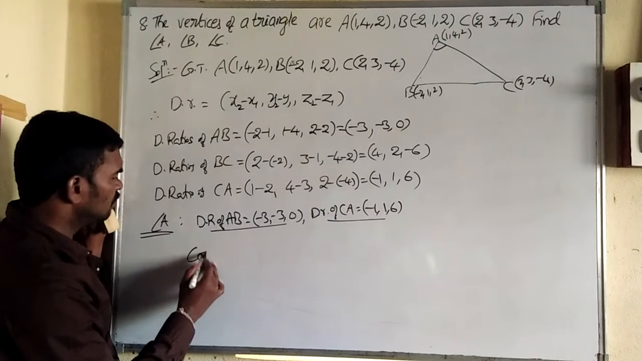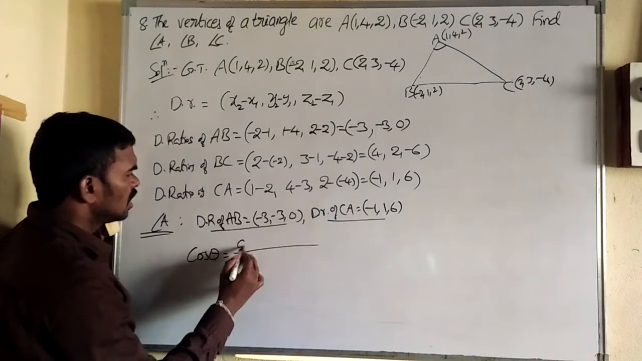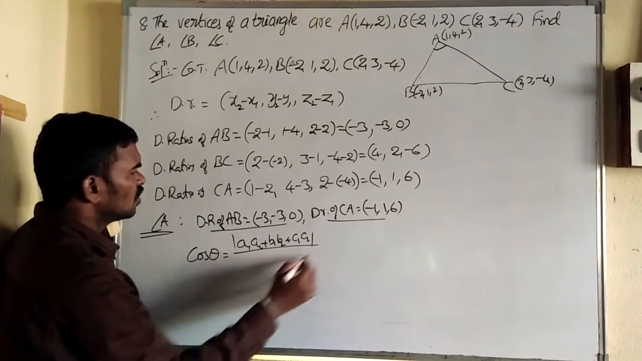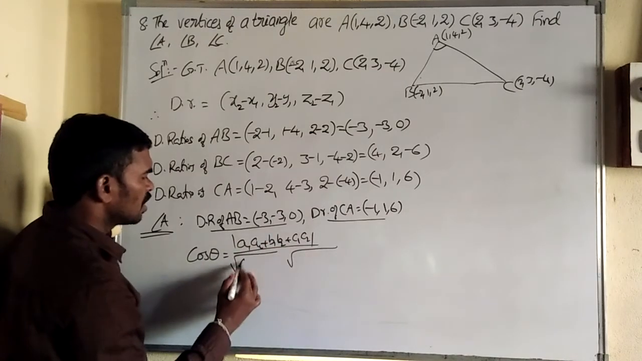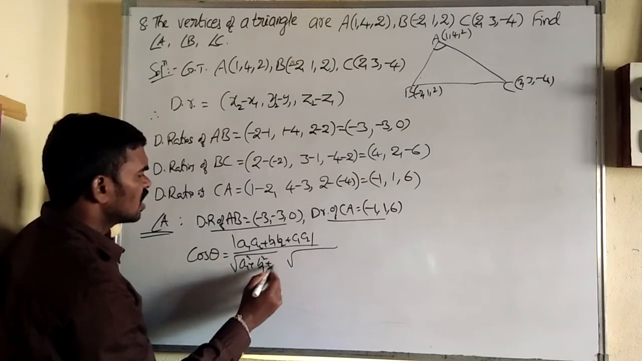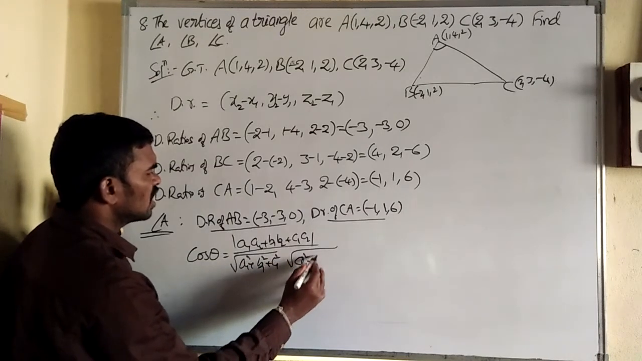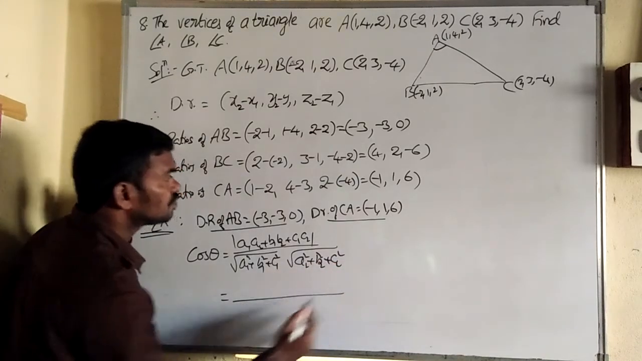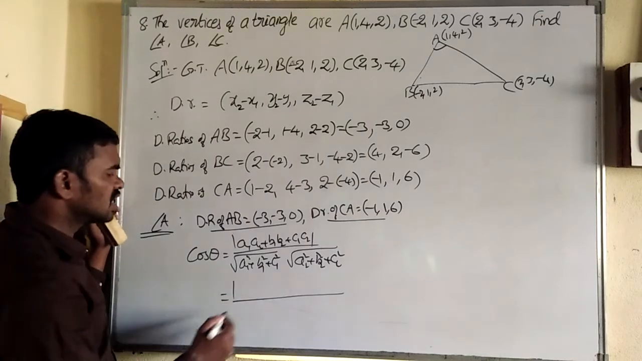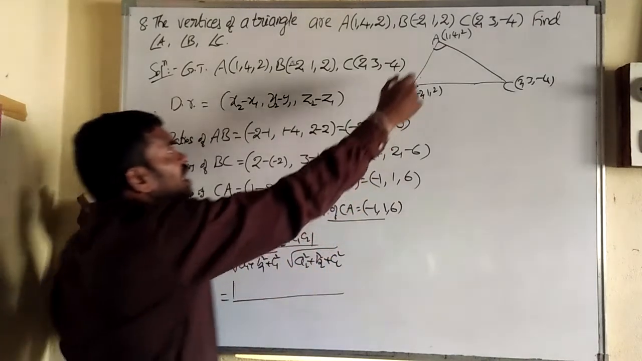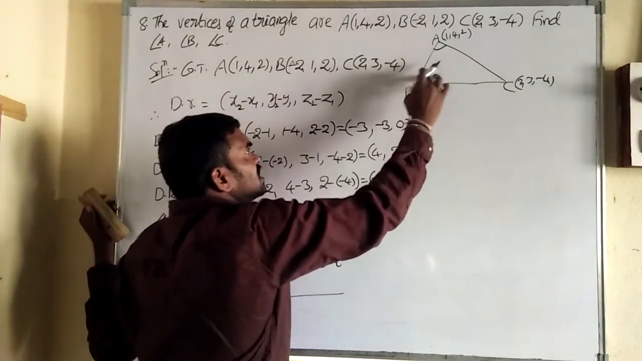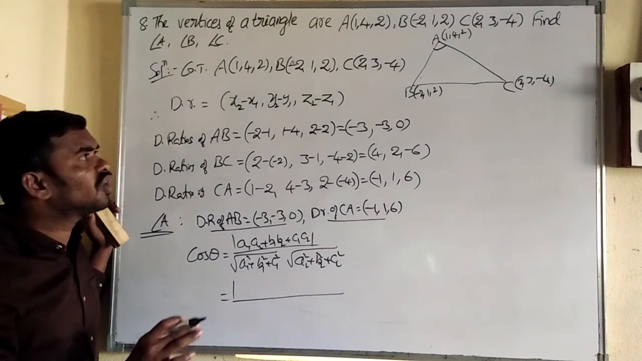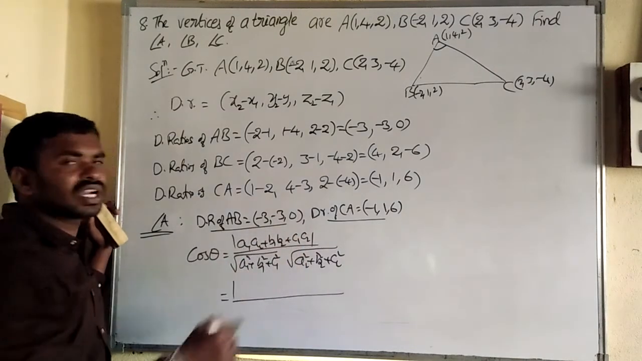What is the cos theta formula? Cos theta equals modulus of A1 A2 plus B1 B2 plus C1 C2, by root of A1 square plus B1 square plus C1 square, into root of A2 square plus B2 square plus C2 square. Why am I taking modulus? Because in a triangle, every angle is an acute angle, or at most 90 degrees. So for an acute angle, we should take the first quadrant, modulus.